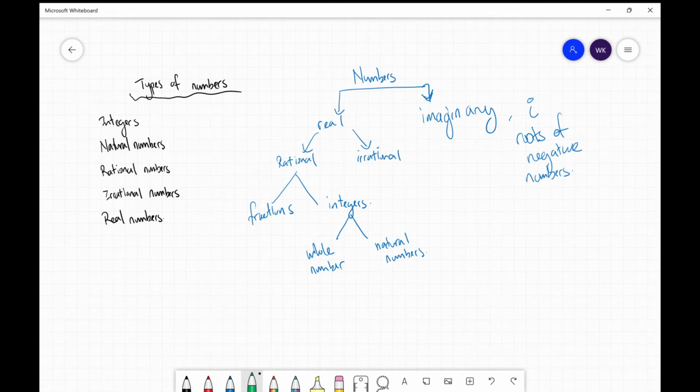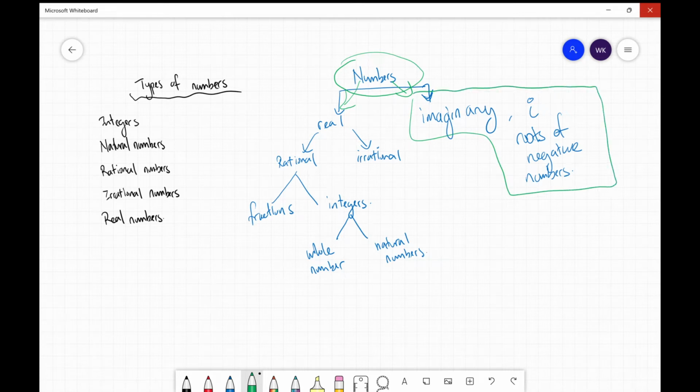Today we're going to look at numbers. If you look at this table, there are the numbers divided into real and imaginary. We are not going to look at imaginary because that is not part of the syllabus for O-level. We are only looking at real numbers.